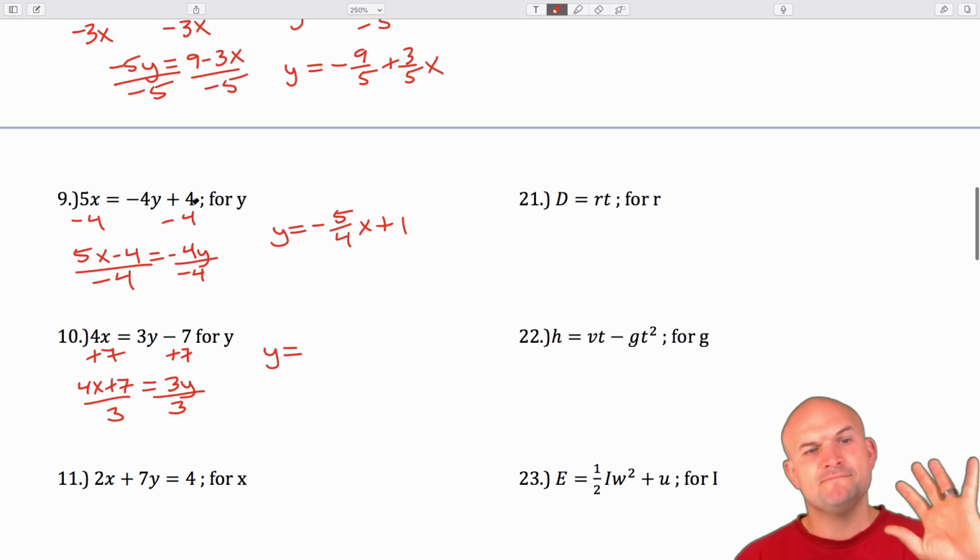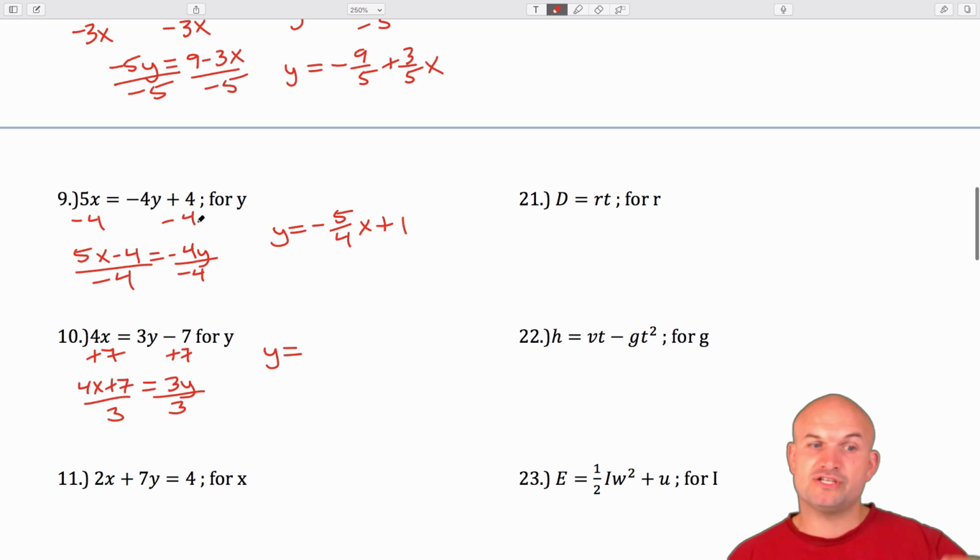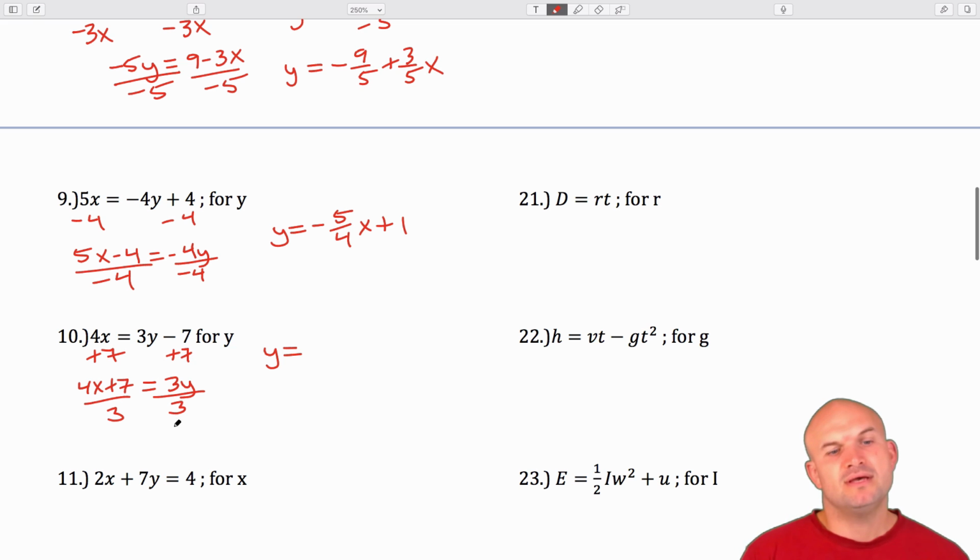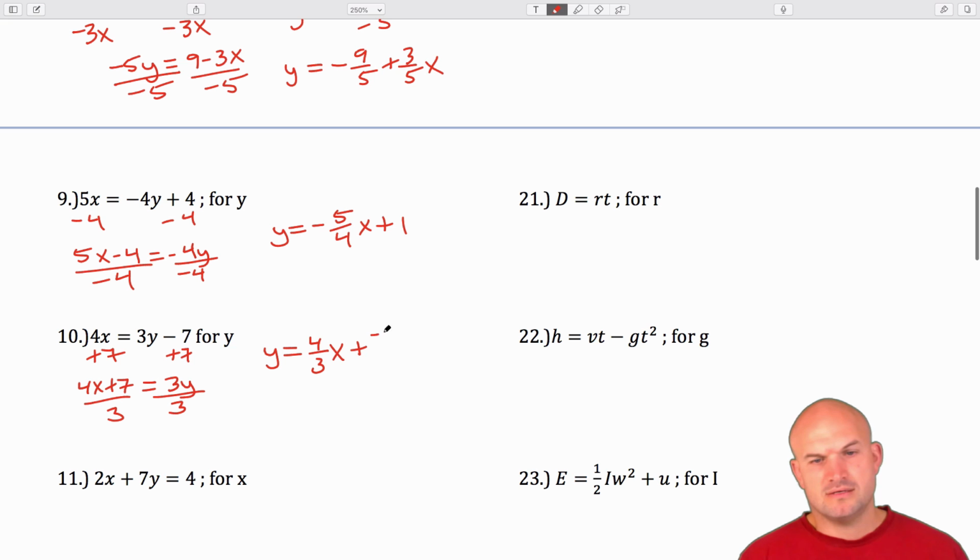Yeah, so you can see, again, if you're adding 4, you use the inverse operation, which is subtract. And remember to do it on both sides. Here, I'm subtracting by 7, so I'm going to add a 7 on both sides. And then, again, I'm multiplying by 3, so I'm going to divide by 3. That cannot be simplified, so I'm just going to leave that as 4/3 x plus 7/3.